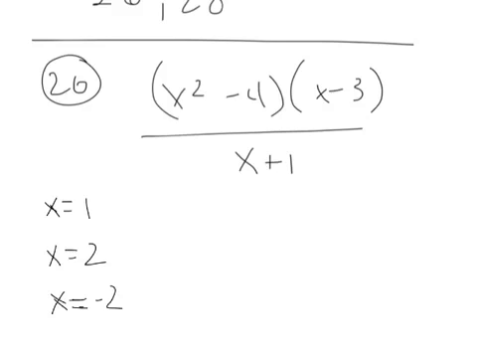And same thing for 28. Again, for 26 and 28, all you're asked to do is plug in the number and come up with an evaluation. So if you plugged in 1 up here for those 3 x's, what do you get? Then do it for 2, and then do it for negative 2 after that.